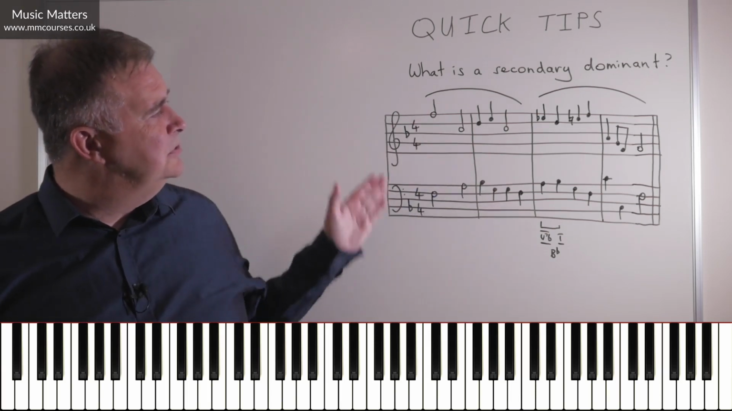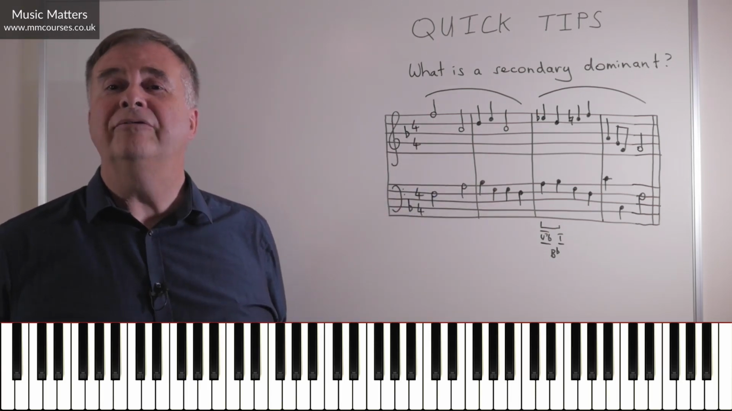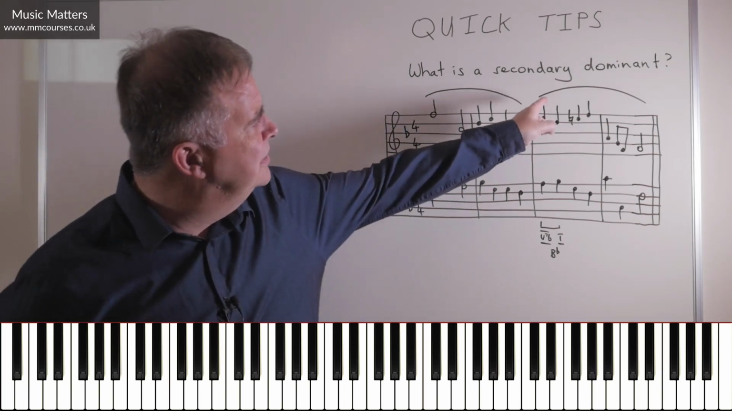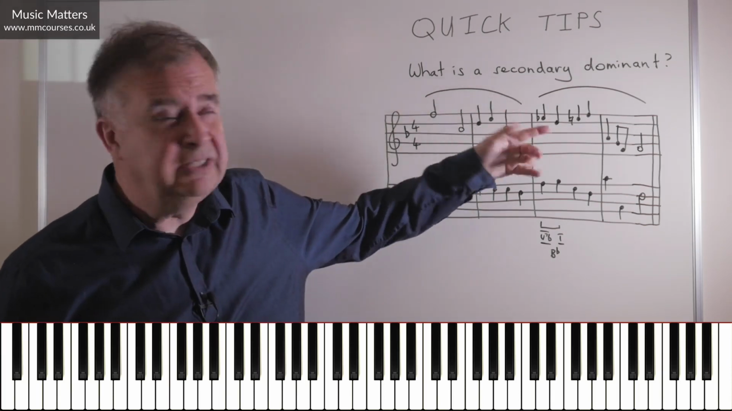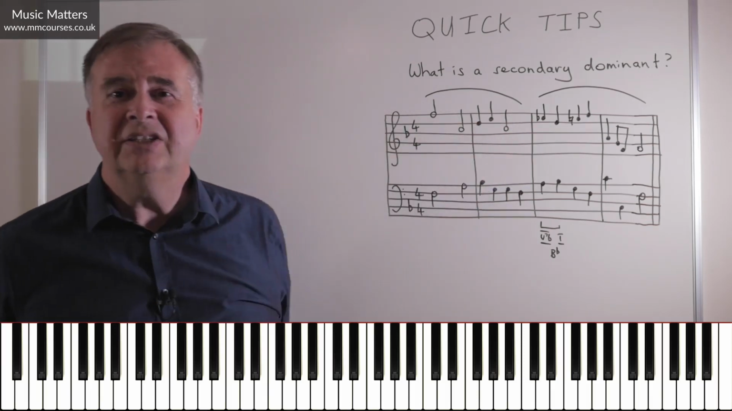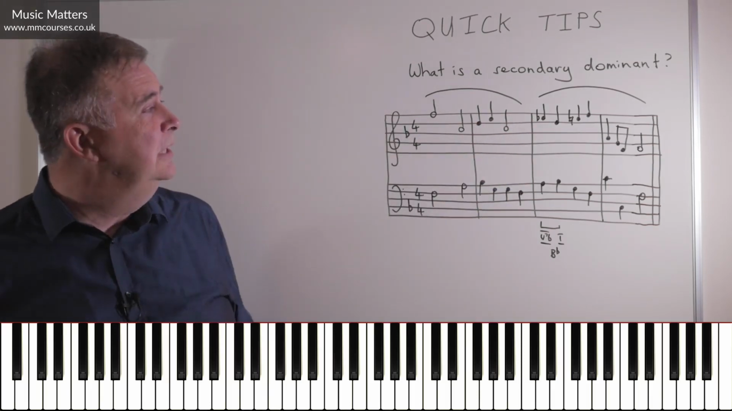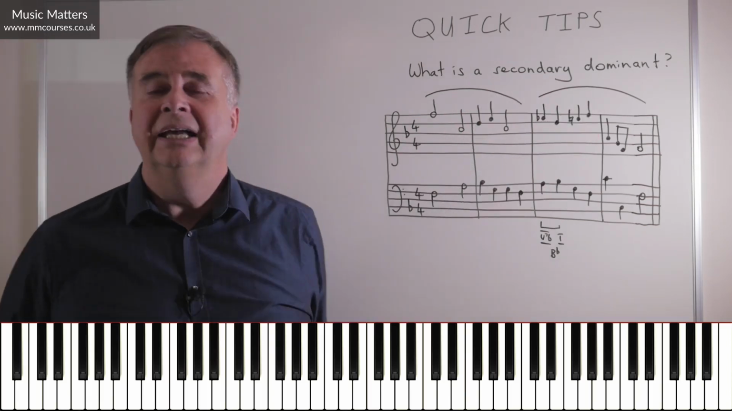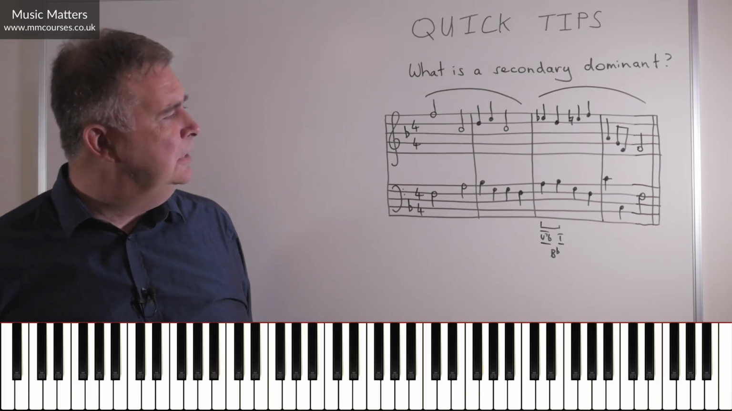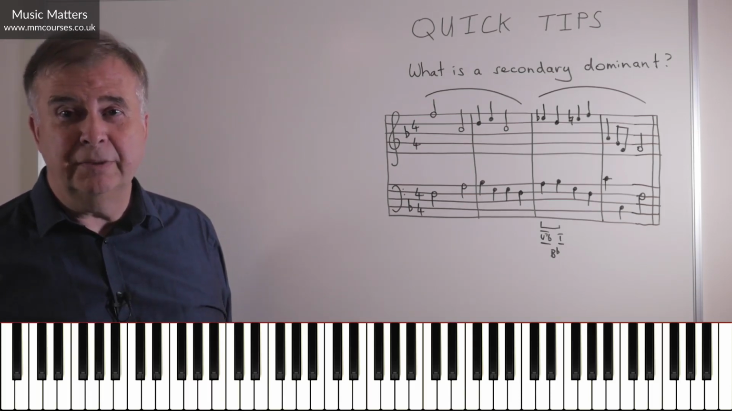Here is a piece of music in the key of F major. But just at this point in the music, at the beginning of the second phrase in this case, we've got two chords that take us into B flat major, and then we carry on in F major. So that's the first clue as to what a secondary dominant is about.